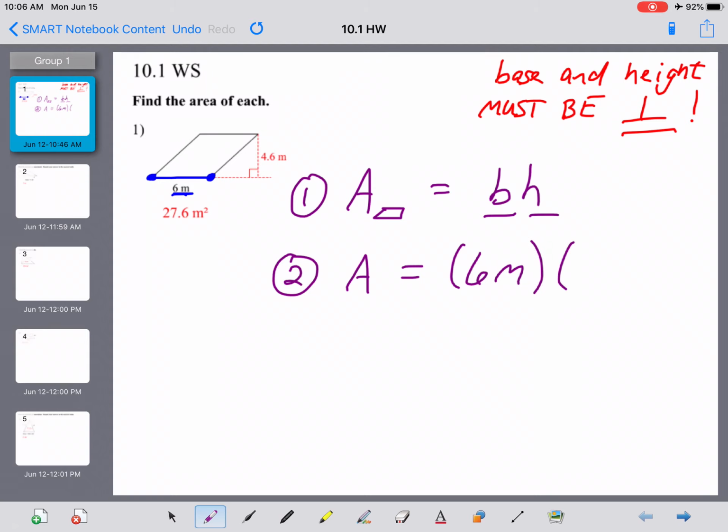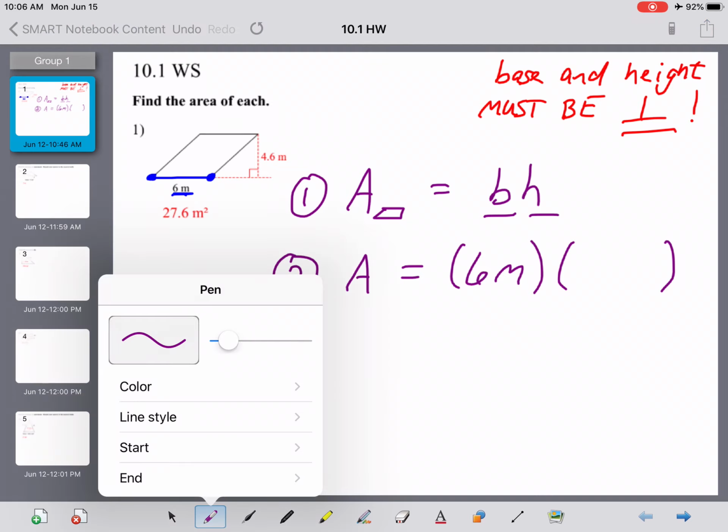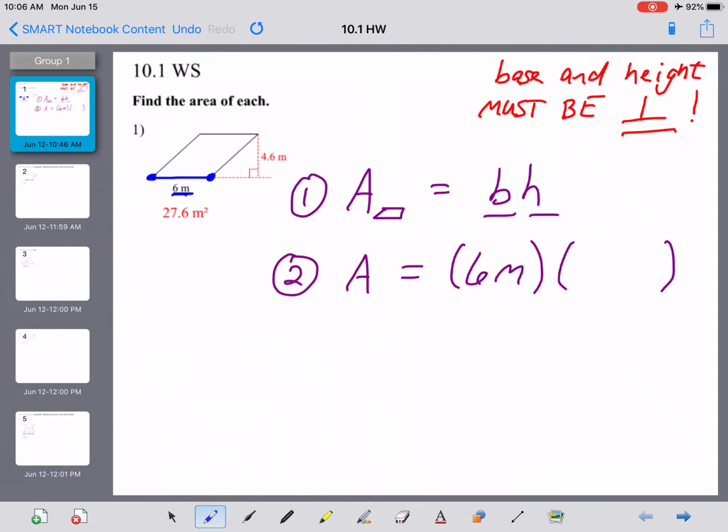Now the height then is the measurement of the side that would run perpendicular to that base. In this example, we were not given the length of this side right over here, but even if we were, let me just make up something and say that was 5 meters. 5 meters would not be the height of this parallelogram because the sides of 5 and 6 are not perpendicular to each other. So that 5, even if that's what it was, is not our height.